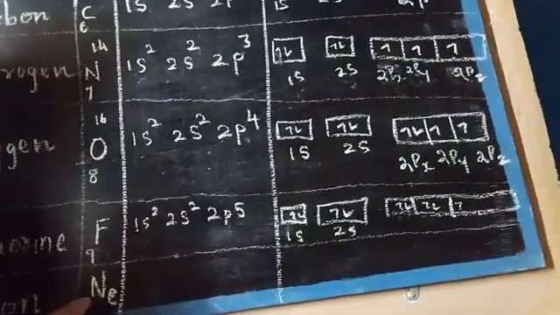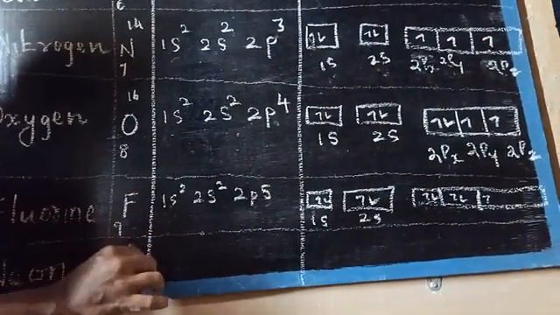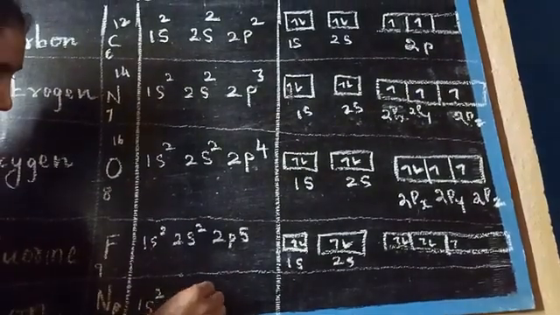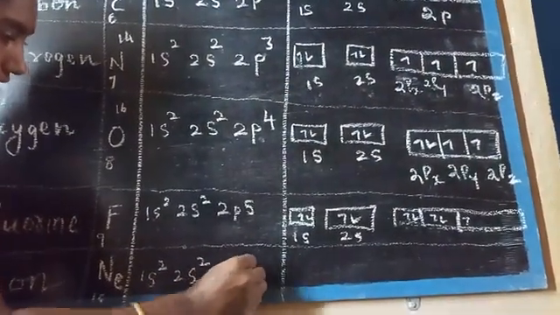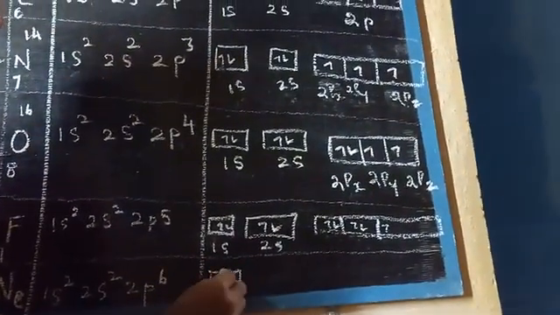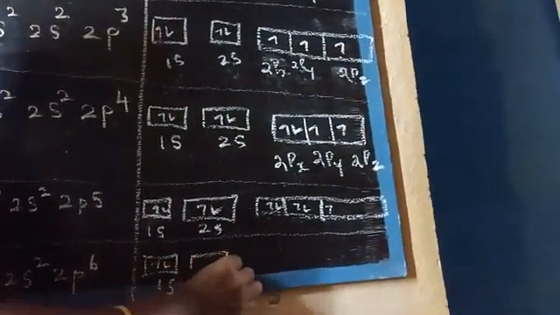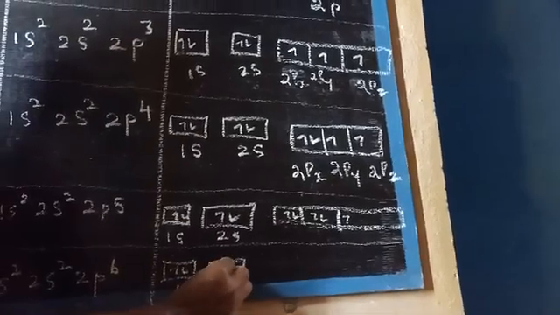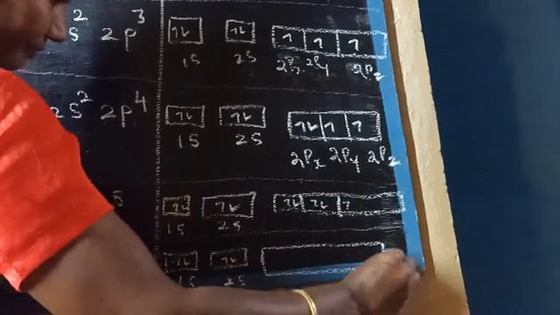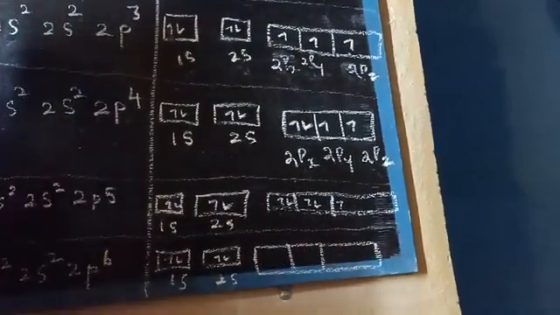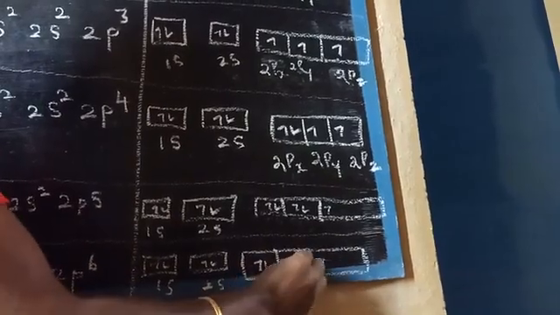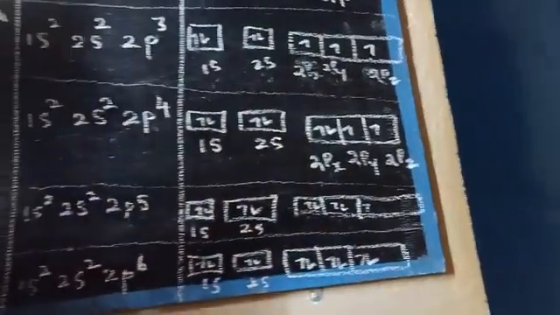Okay, come to the neon, atomic number 10. Write the electronic configuration: 1s2, 2s2, 2p6. 1s, 2 electrons, 2s, 2 electrons, 2p, 3 orientations, here 6 electrons. So 1, 2, 3, 4, 5 and 6.